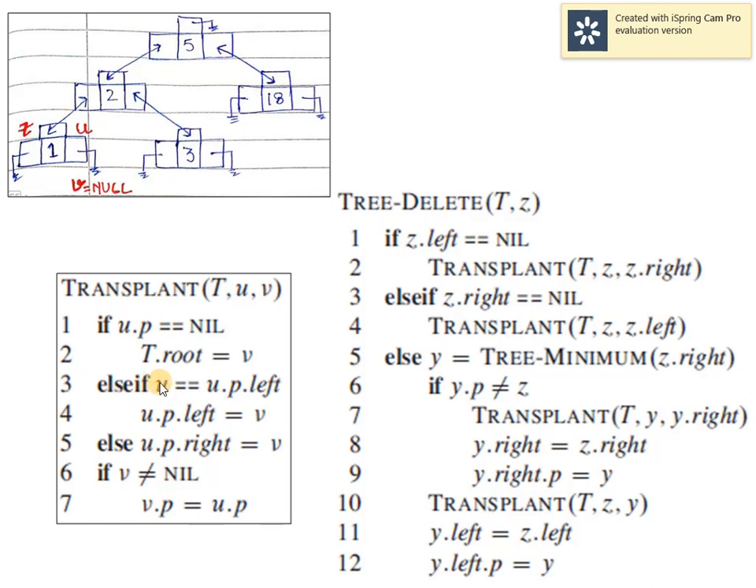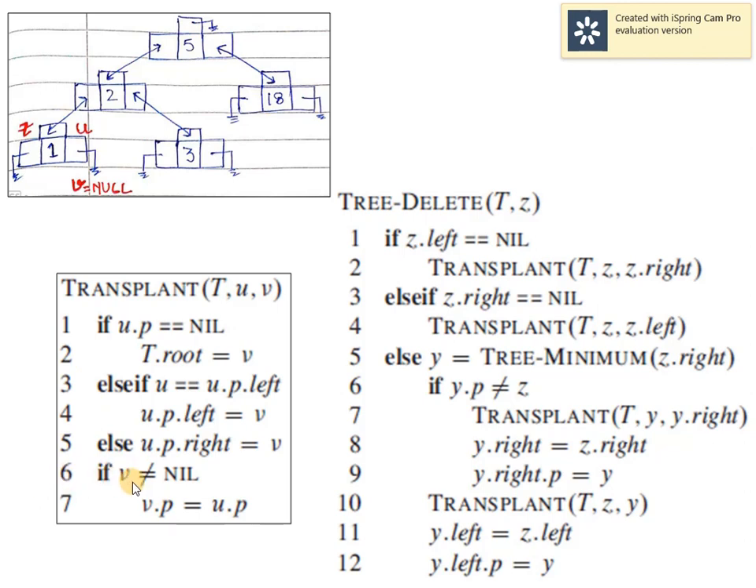Then u is equal to u dot p dot left. u dot p will give us node 2, and u dot p dot left, that means we are talking about this pointer. So this pointer is actually pointing to node u. So line number 3 will give us true. So the new child of left will be v. So the new left pointer of 2 will be v, that is null. So basically once this process completes, this left of 2 should become null.